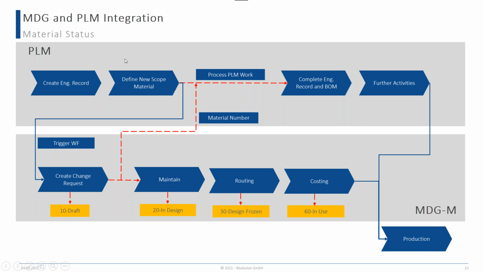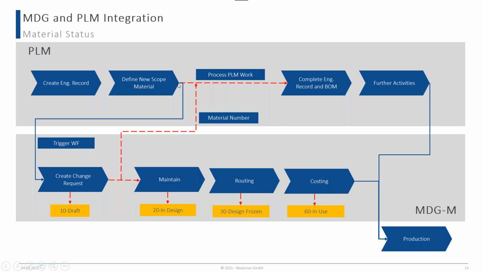The next one, we have material status, how it is going to be handled during the PLM and MDG integration. Material actually contains a lot of information that is going to be used in product lifecycle management in the different phases. So if we consider the first phase itself.